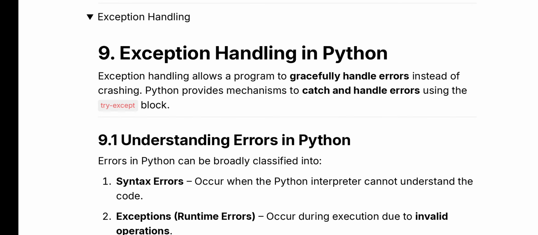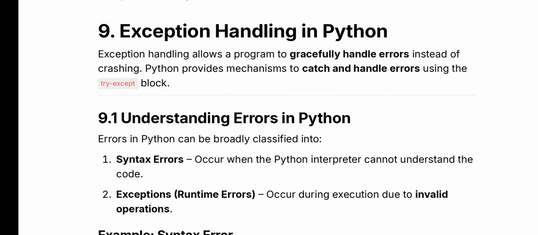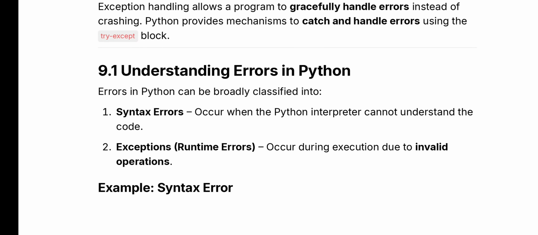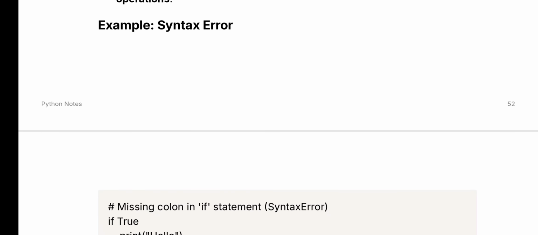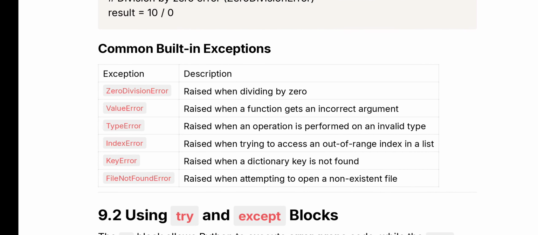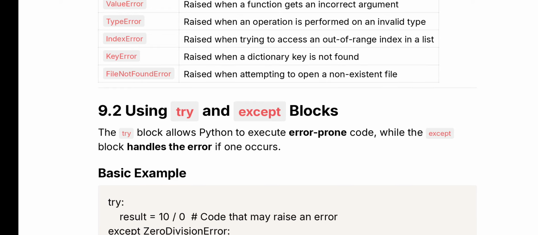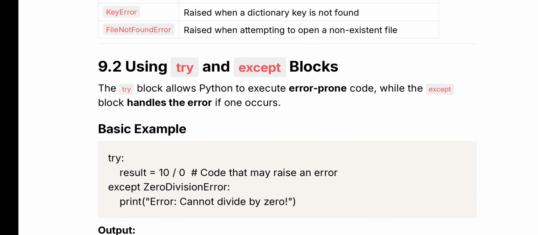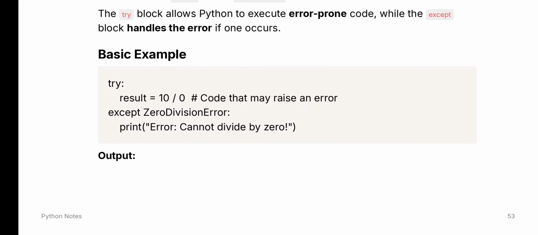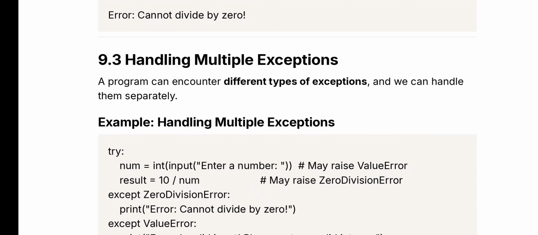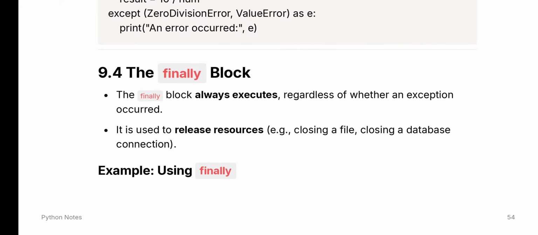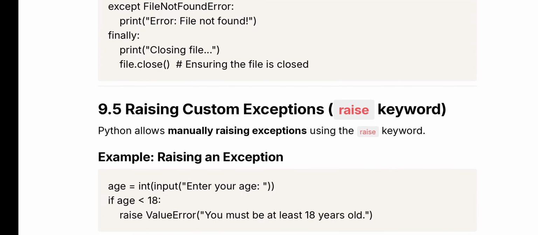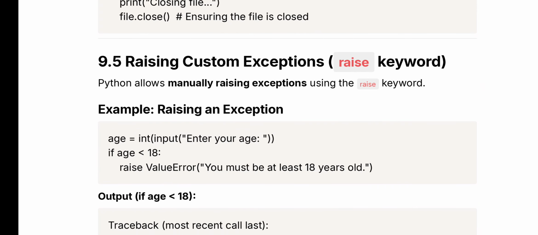Okay, and in the next section we have talked about the exception handling in Python. Initially we have talked about understanding the errors in Python and what are some of the common built-in exceptions, and then we have talked about how to use try and except blocks, and then we have talked about handling multiple exceptions, and then the finally blocks, and we have talked about raising custom exceptions using the raise keyword.